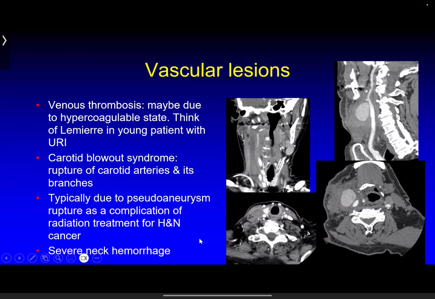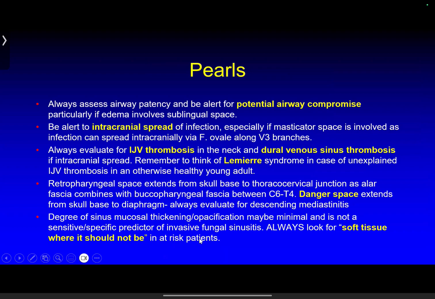This is an impending carotid blowout with hematoma. So that brings us to the end of today's talk, and there are certain pearls or takeaway points. Always assess airway patency and be alert for potential airway compromise, particularly if edema involves the sublingual space. Be alert to intracranial spread of infection, especially if the masticator space is involved, as infection can spread intracranially via the foramina along the three branches.